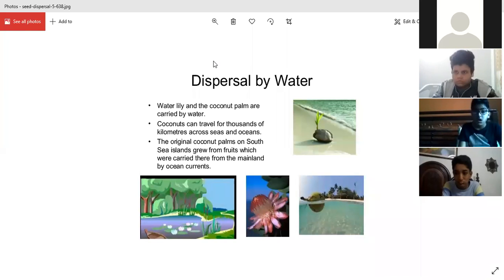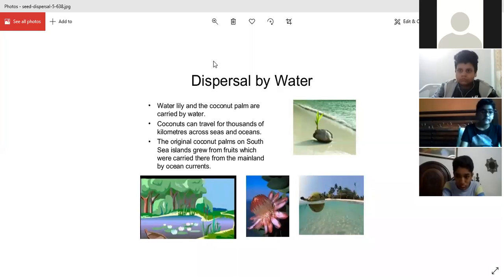Now, first of all, in the beginning of the topic, they have given us two examples of dispersal by water. Number one, coconut, and the other one is water lily. The other example is the lotus flower as well. All right, but right now let's stick to both of them as these are the major ones. अब यहाँ पर क्या लिखा हुआ है?